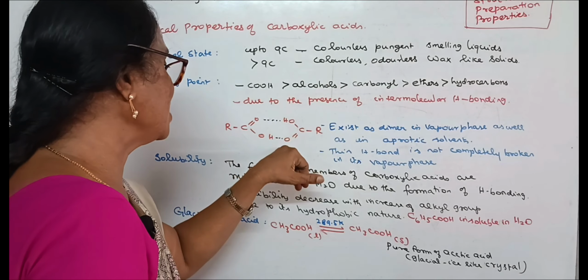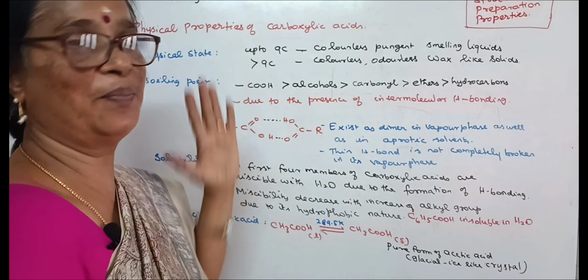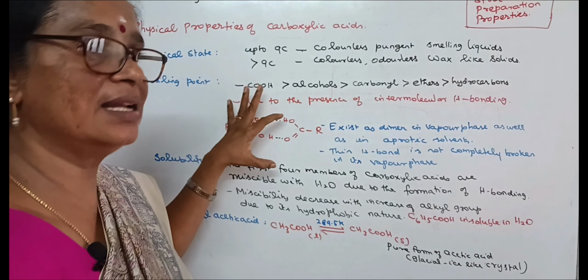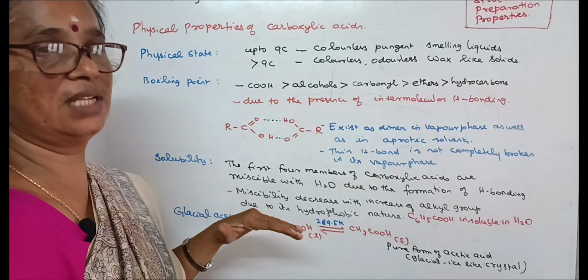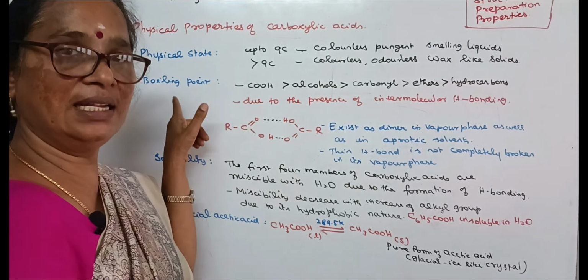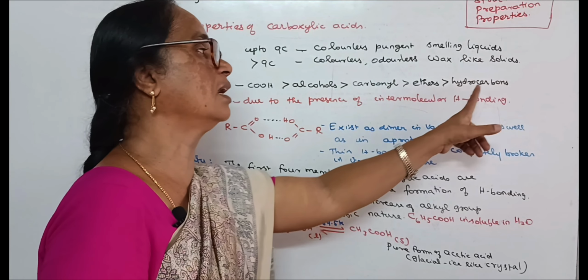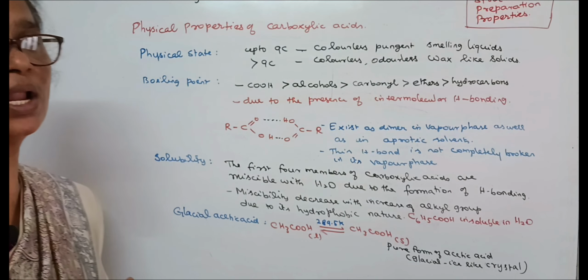And this hydrogen bond is not even completely broken in the vapor state also. Because of the existence of hydrogen bond both in the vapor phase as well as in its liquid state, they possess the highest boiling point compared to alcohol, carbonyl, ether or hydrocarbons of their comparable molar masses.